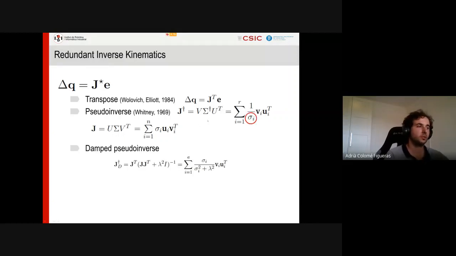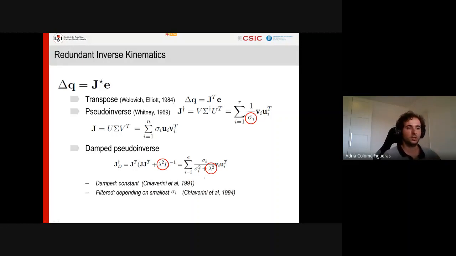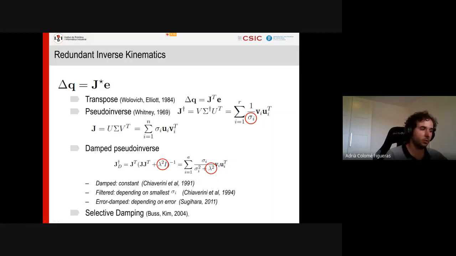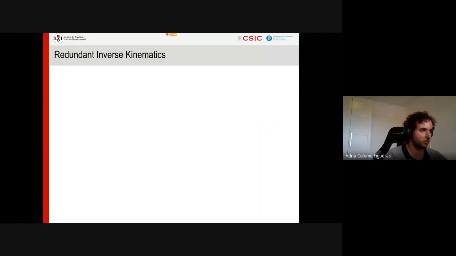So basically, there are methods like the damped least squares inverse, which substitutes this 1 divided by sigma with sigma divided by sigma squared plus some regularization term. This actually works better, but you have to tune this lambda, because if you put the lambda too large, then you kind of lose information. And if you put it too small, then you do not dampen enough and you still have the same problem. So this damping can be constant, or it can depend on the smaller sigma, or it can depend on the current error, etc. You can also limit the gains on each singular vector direction.